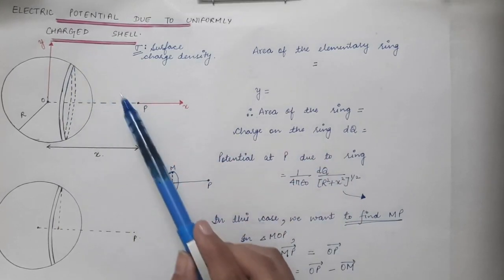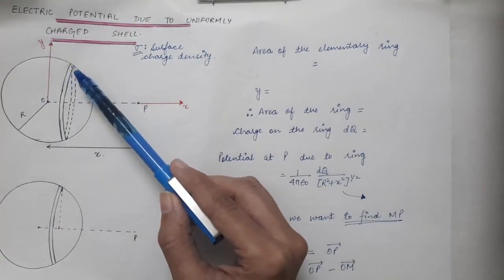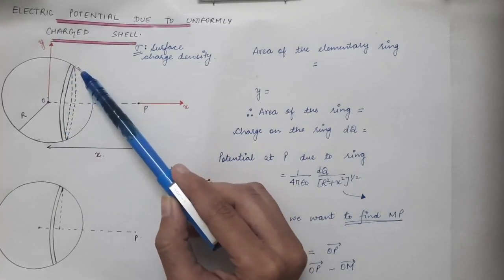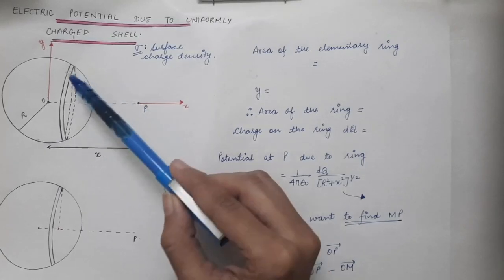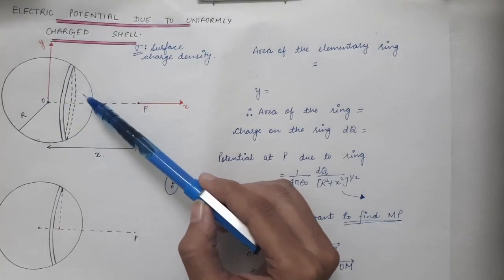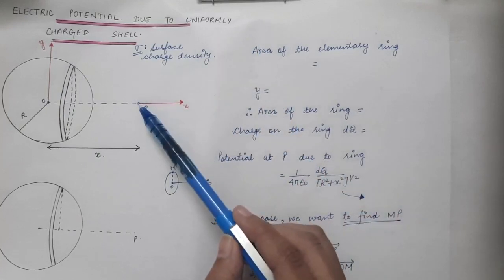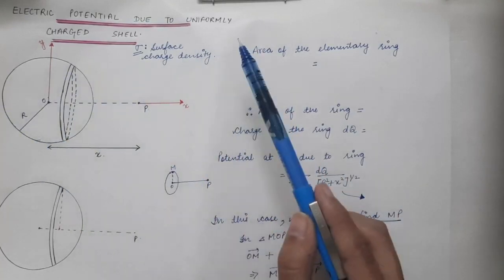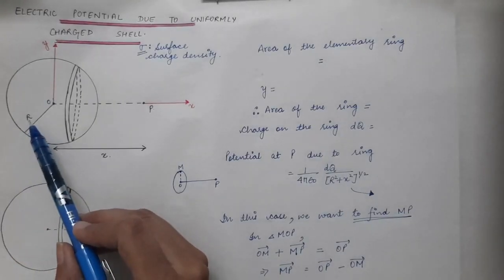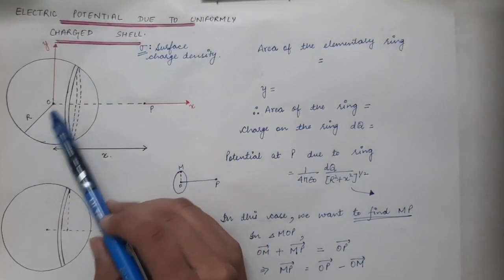Now we are going to find the electric potential at point P. The main criteria will be, first of all, to find the electric potential at point P due to this particular circular loop that we have drawn, and then we will integrate over the whole shell. That will give us the total electric potential at point P due to this uniformly charged shell. Capital R is the radius of this shell that we have considered.